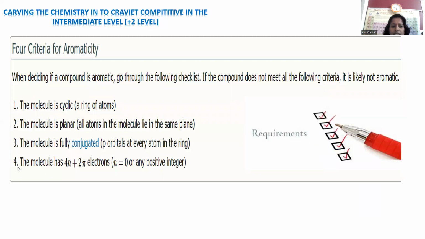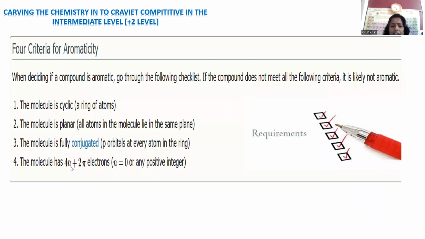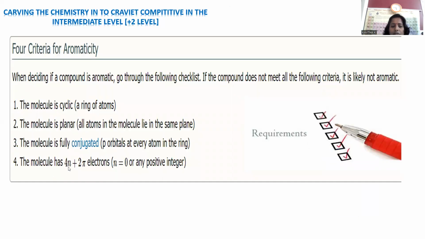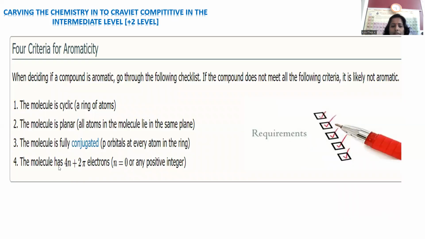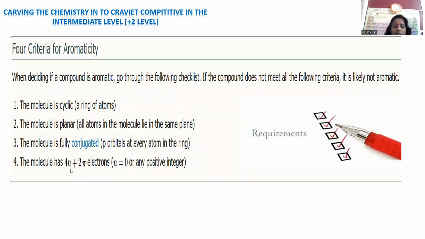And the last point is the molecule has a 4n plus 2 pi electron system. Here n is an integer value, right? A 4n plus 2 pi electron system is present in these. If you substitute n equal to 1, 4 into 1 plus 2, it is a 6 pi electron system. So this is a 6 pi electron system, this is a 6 pi electron system, this is a 2 pi electron system, and here is a 6 pi electron system. So all these compounds are obeying this rule.